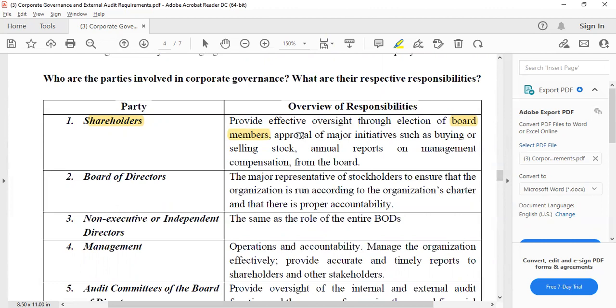And the shareholders also perform the approval of major initiatives such as buying or selling stock, annual reports, and management compensation from the board. So not all decisions of the corporation are being decided by the board of directors only.